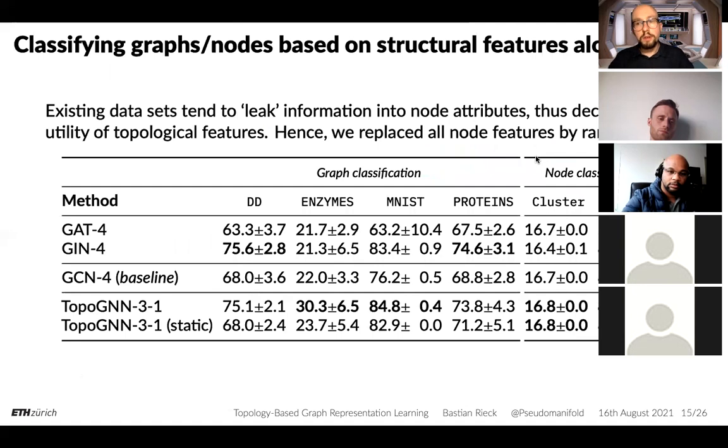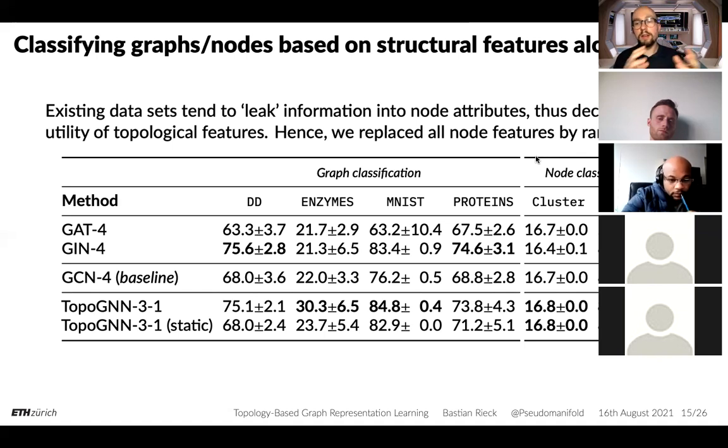One experiment that we wanted to do at the very beginning is to take a look at how well we can classify graphs or nodes based on structural features alone. This is motivated by a certain observation, namely that existing data sets tend to leak information into node attributes. So they already give you some information about the node attributes. For instance, if you have a molecular data set and you know that you have a carbon atom, then it's quite likely that the carbon atom will be part of a cycle structure, because that's what molecules do. But this decreases a little bit the utility of a purely topological approach.